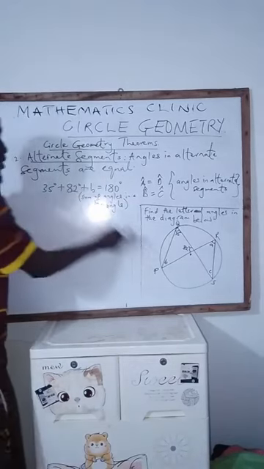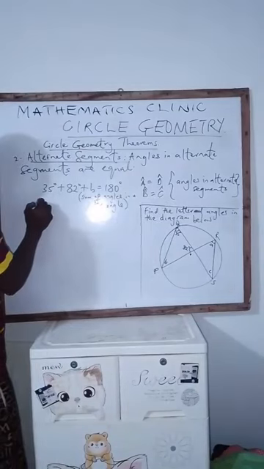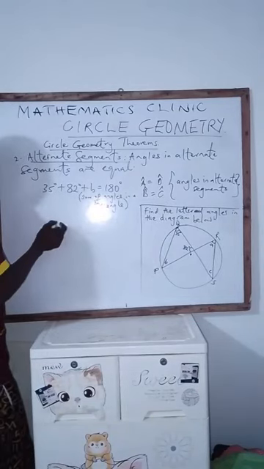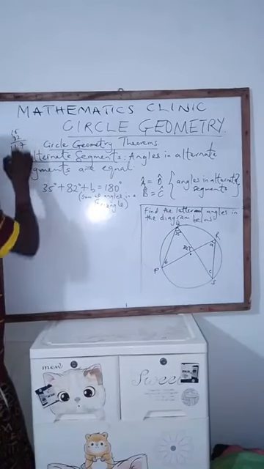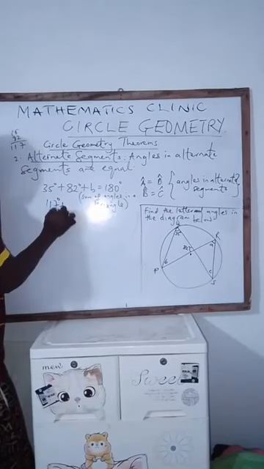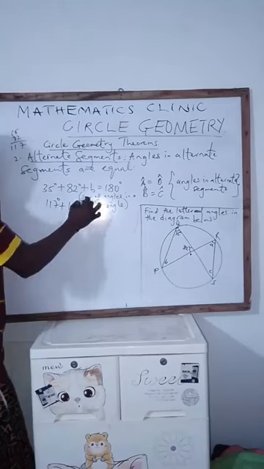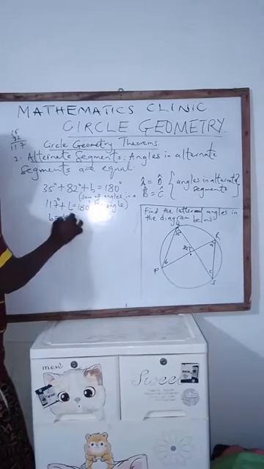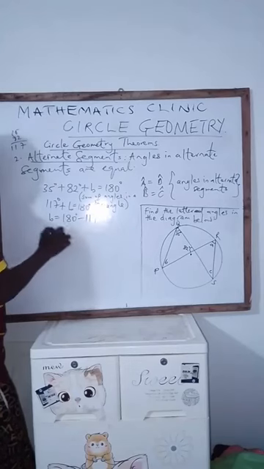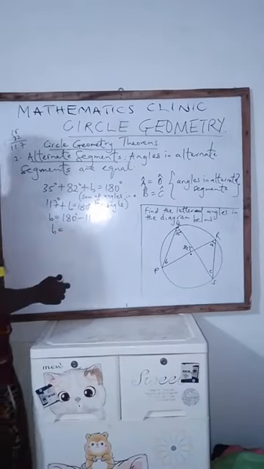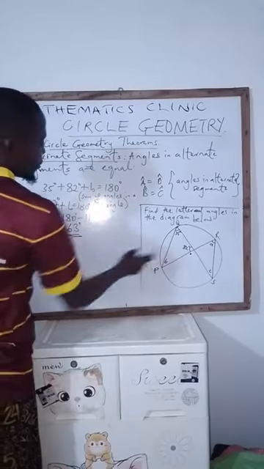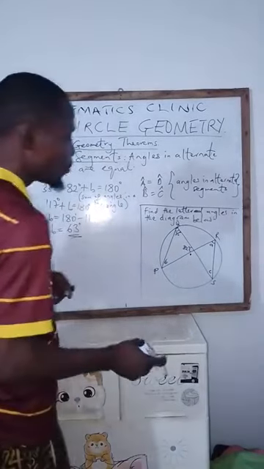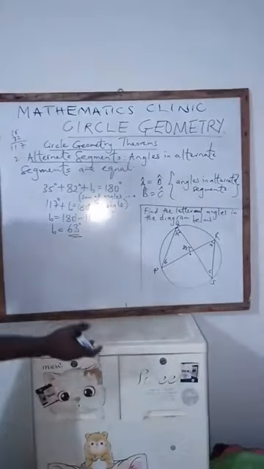So what is B? Easily we can find the value of B and say 35 plus 82. That is 117 degrees plus B is equal to 180. B is equal to 180 degrees minus 117 degrees. That should give you 63 degrees. That is angle B. If angle B is 63 degrees, what is the theorem saying?